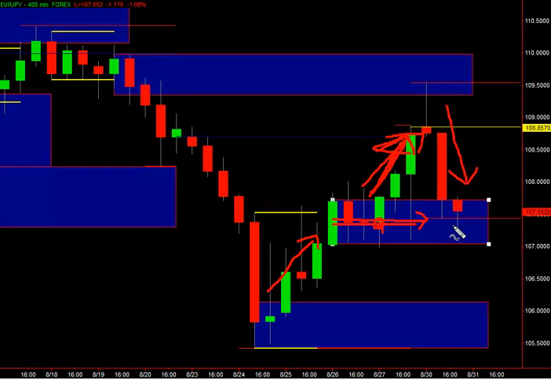So as price comes back down to this location, this now in real time is the next location of interest. What will happen at this location? I don't know. That's the honest answer. I really don't know. But it's an established area of interest.